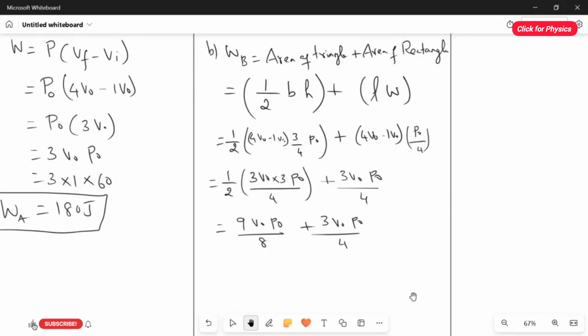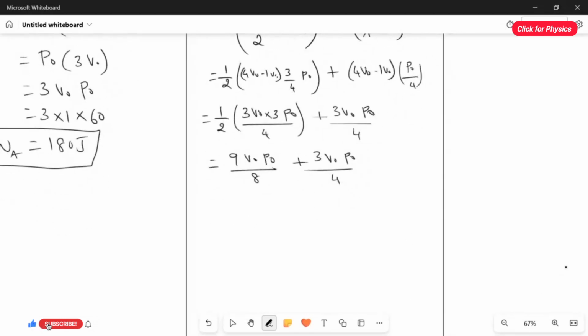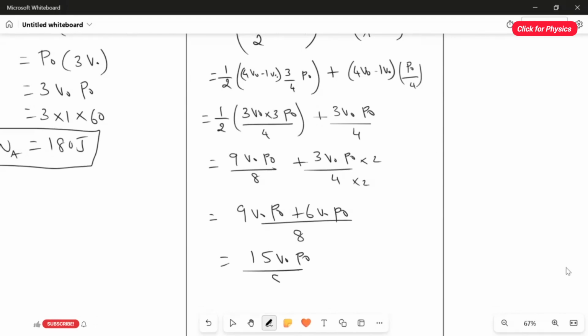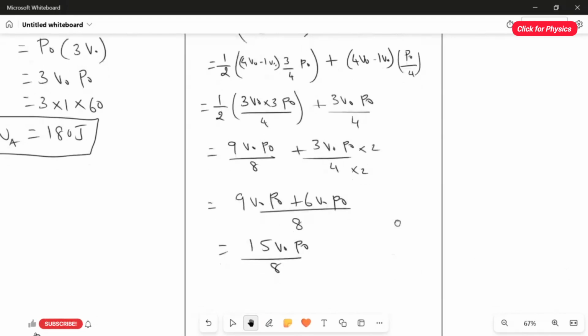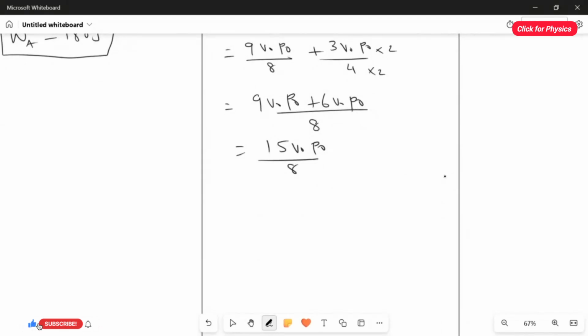So let's take the LCM for these numbers. Let's take 8 as the LCM. So this becomes 9 V naught P naught. If you want to get 8, what do we have to do? We have to multiply top and bottom by 2. By that, what we'll get? This becomes 6 V naught P naught. So here 9 V naught P naught plus 6 V naught P naught, which is 15 V naught P naught over 8. Now what I have to do is substitute the value for V naught and P naught.